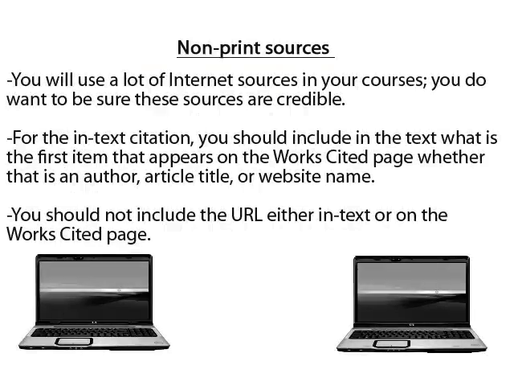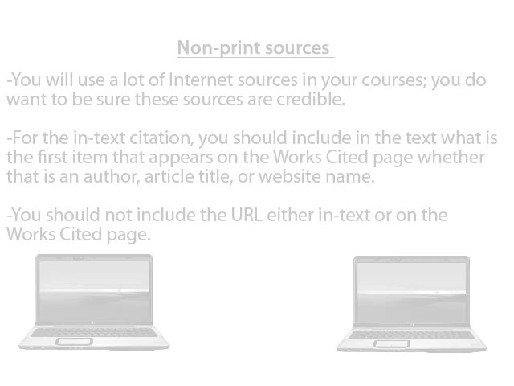For non-print sources, you will use a lot of internet sources in your courses, including this one. You want to make sure that these sources are credible. We will be talking in the next few weeks about how to evaluate sources, in particular electronic sources. For a non-print source, though, for the in-text citation, you should include in the text what is the first item that will appear on the works cited page, whether it's the author or whether it's the article title or the name of the website. One thing you should not do, though, whether in text or on your works cited page, is include the actual URL for the website. You should not do that.